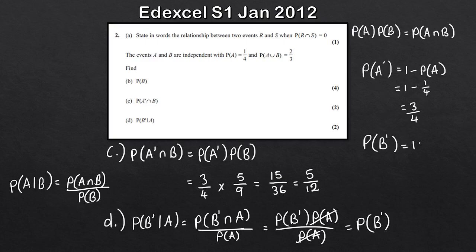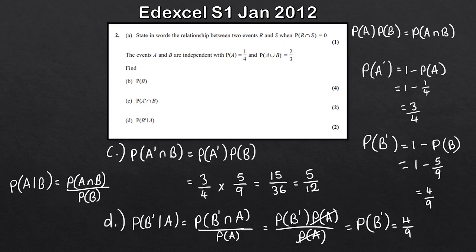It's going to be 1 minus the probability of B. In that case, this is 1 minus 5 over 9, simply giving us 4 over 9 there. So the probability of B complement here is 4 over 9. So the probability of B complement given A is just 4 over 9. And that gets us our final 2 marks there.